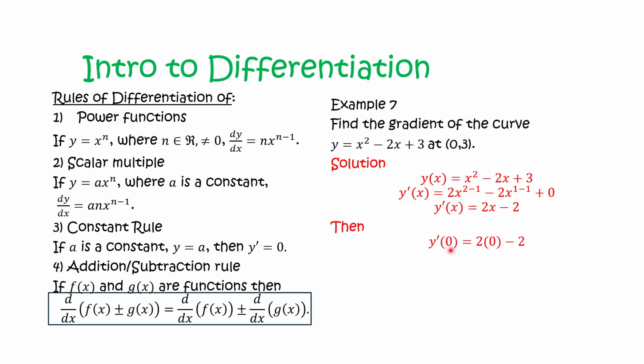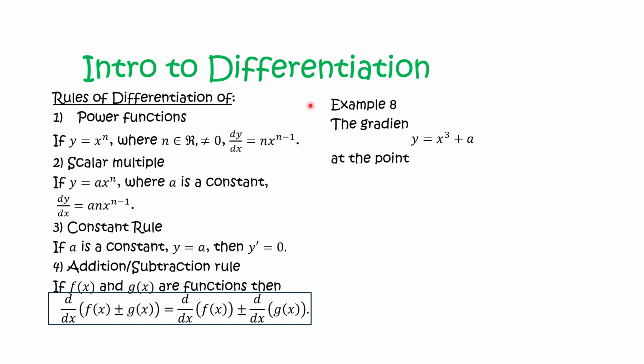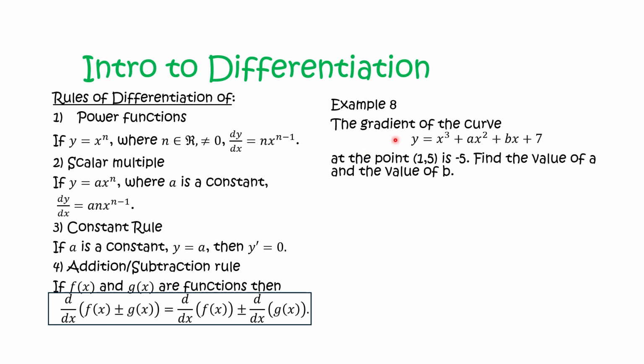Now that we have the gradient function, we now want to find the gradient at that particular point, 0, 3. So y prime at the point 0, since the x coordinate is 0, we substitute for x so that we have 2(0) minus 2. Then simplifying that further, we're going to get the answer is minus 2. Therefore, the gradient of the curve at the point 0, 3 is minus 2. Let's look at example 8. So we are meant to find the gradient of the curve, which is a cubic curve, at the point 1, 5.